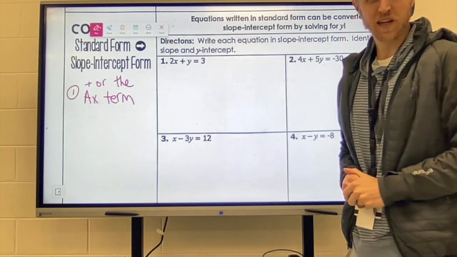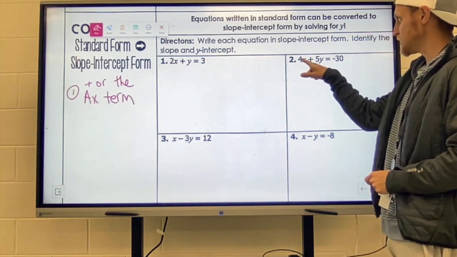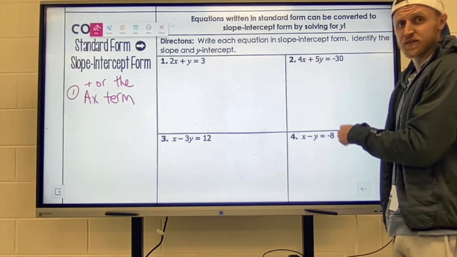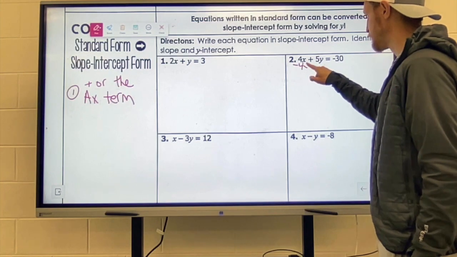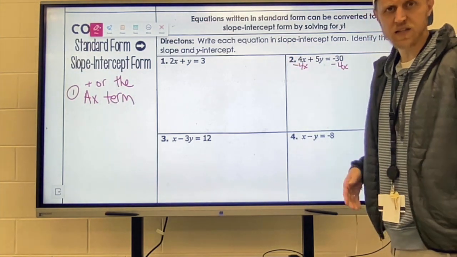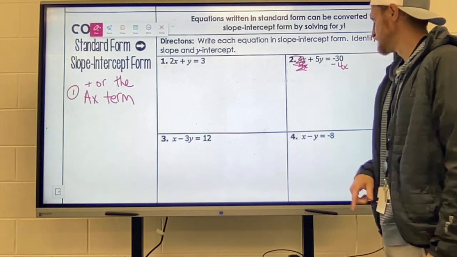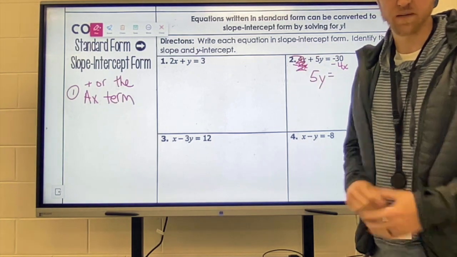As we've known from the day 1, or basically week 1 at least, of our time together, we know that we can do that using opposite operations. In this case, the 4x is positive. So I'm going to subtract it from both sides, like this. Minus 4x, minus 4x. Now I do that because the minus 4x's are going to cancel each other out, which leaves me with a 5y on this side of the equal sign.